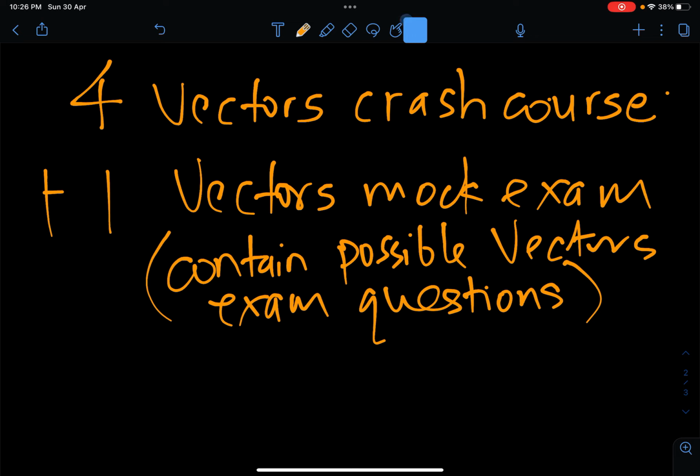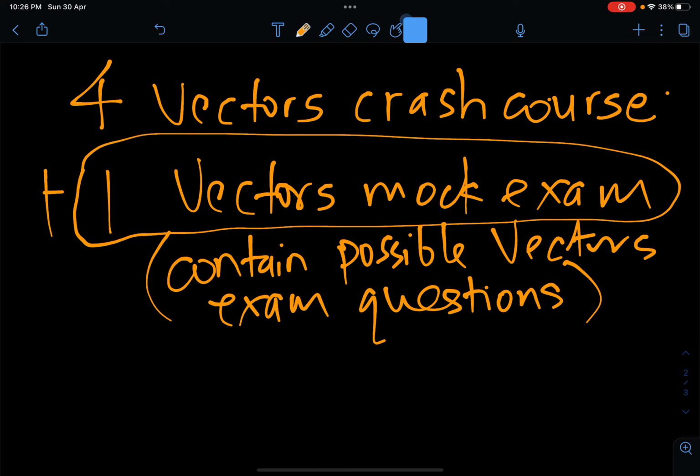parametric interpretation of vectors, and very importantly, this mock exam is very, very useful because after covering the concepts and going through the course, I will also go through even more challenging questions, which I will show you an example of: a very challenging question involving planes, which I will go through the solution and the concepts in the course. And also the mock exam will contain all possible vectors exam questions.